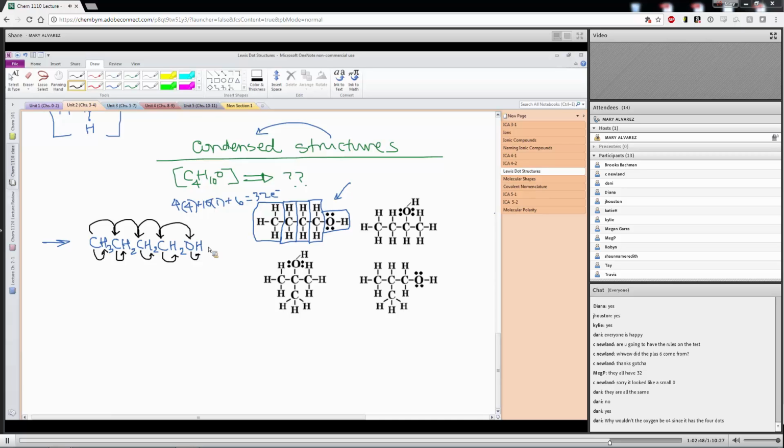Can you guys take a minute to look at that condensed structure and that Lewis dot structure and verify that it looks like they're trying to convey the same information?